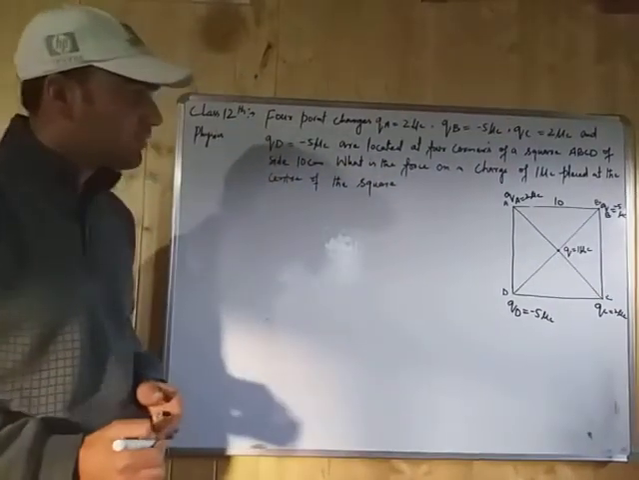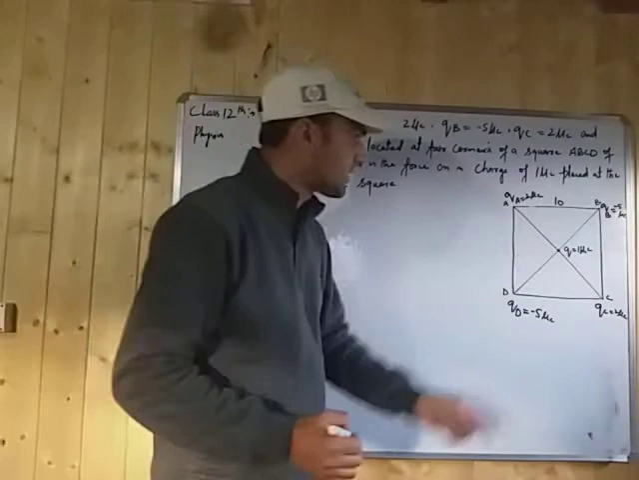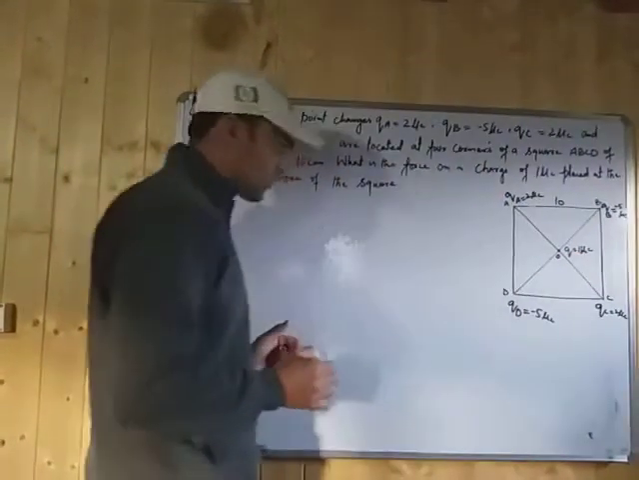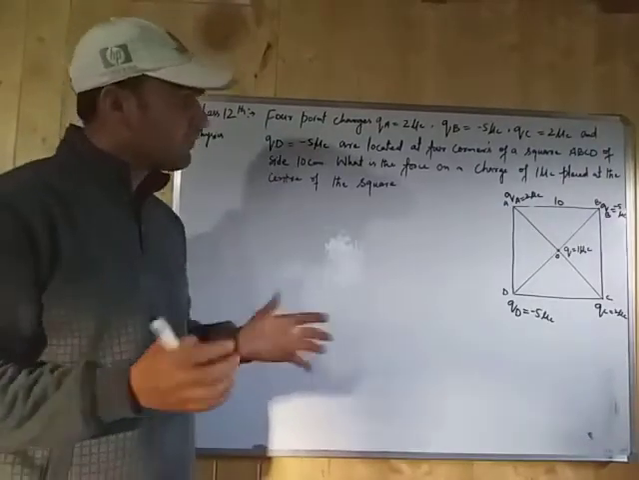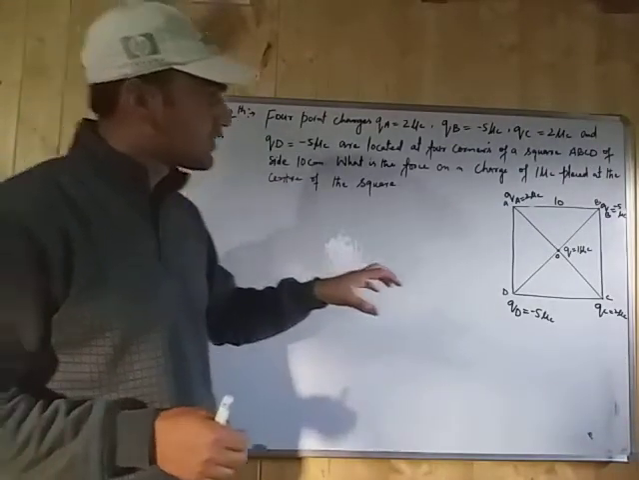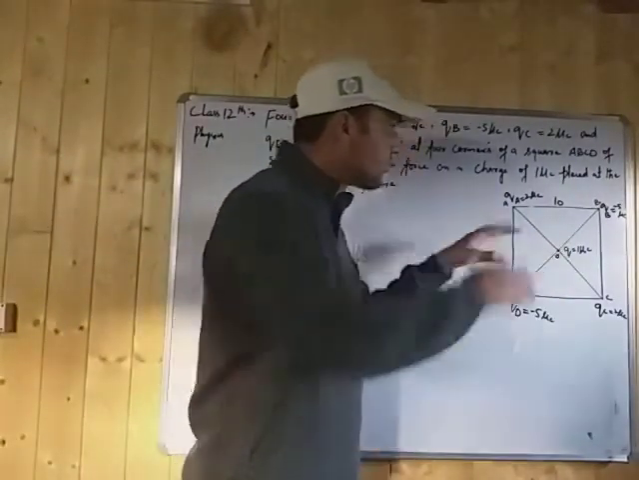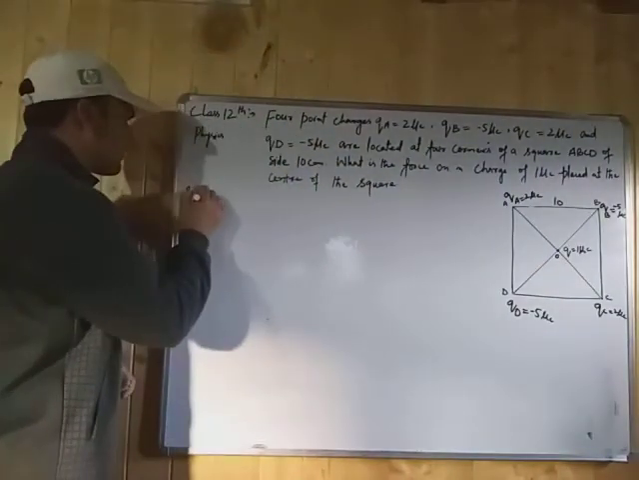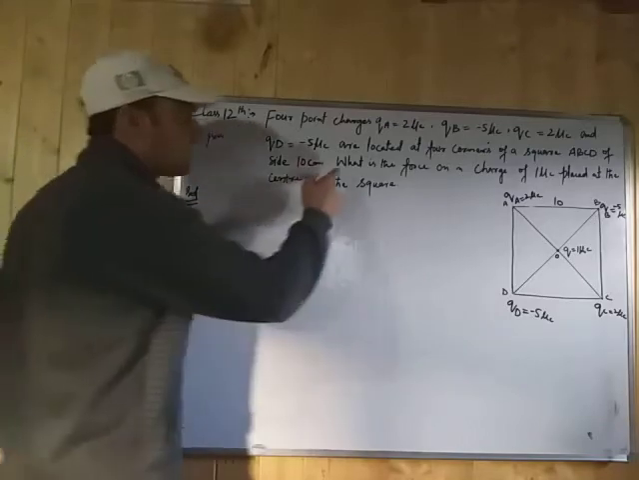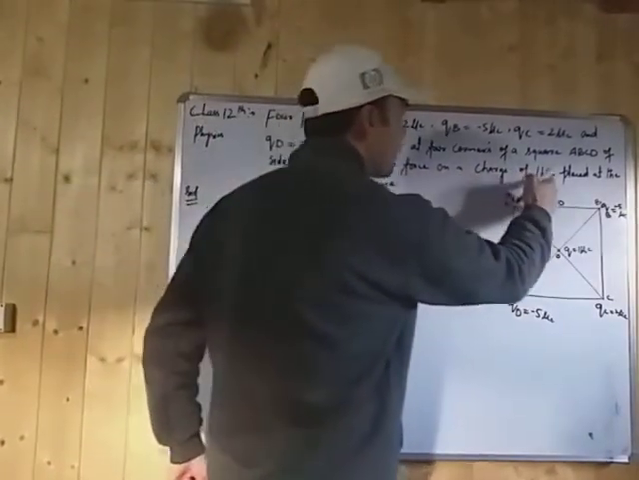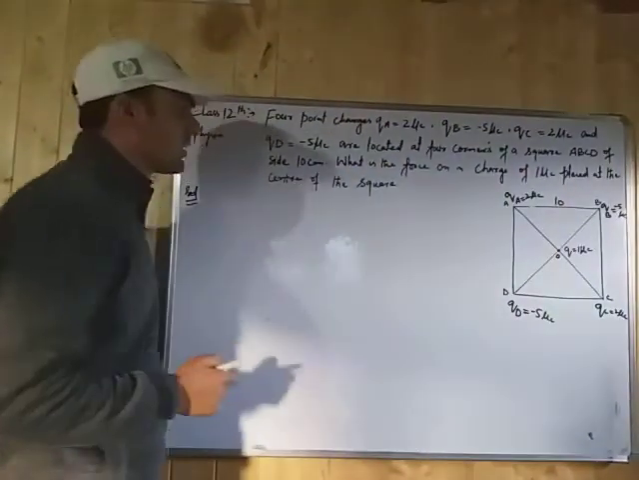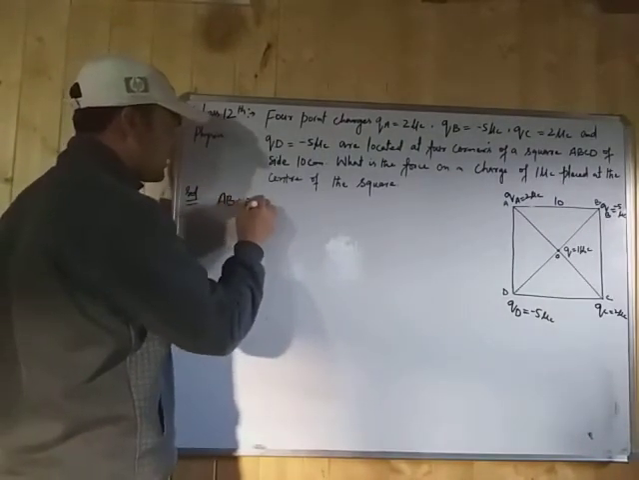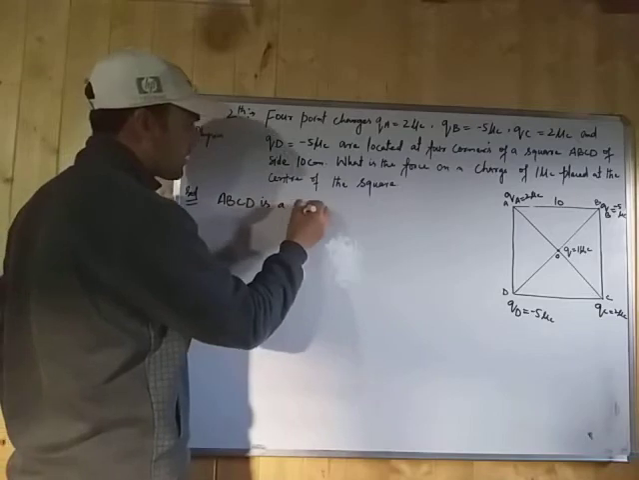Now a charge of 1 microcoulomb is placed at the center of the square. So here, at center O, a charge equal to 1 microcoulomb. Now we have to calculate the net force acting on this charge due to all other charges. So we'll solve it. We have to calculate the force on a charge of 1 microcoulomb placed at the center of a square. So ABCD is a square.